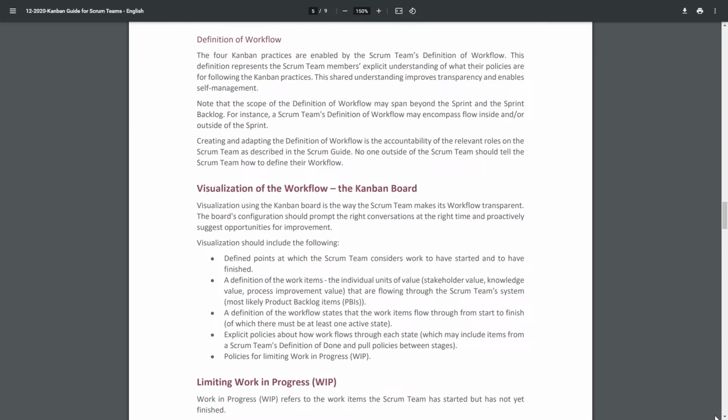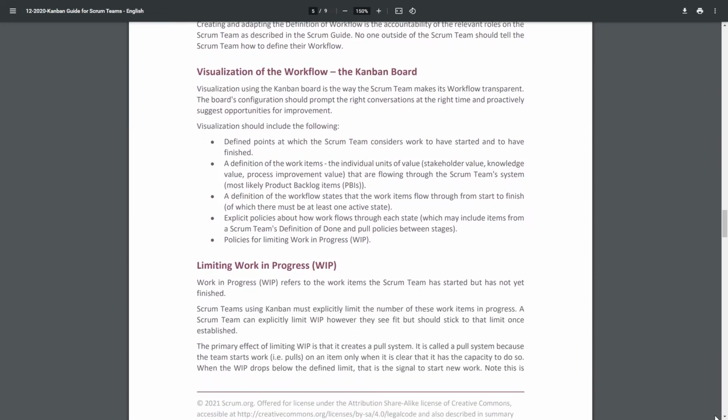Policies for limiting work in progress, WIP. Work in progress, WIP, refers to the work items the Scrum team has started but has not yet finished. Scrum teams using Kanban must explicitly limit the number of these work items in progress. A Scrum team can explicitly limit WIP however they see fit, but should stick to that limit once established.